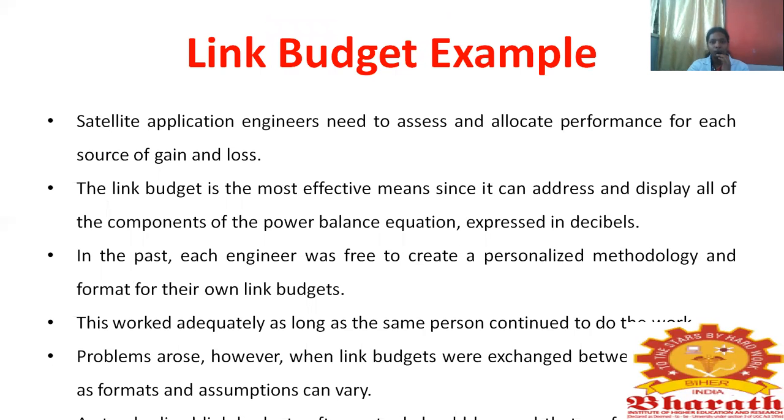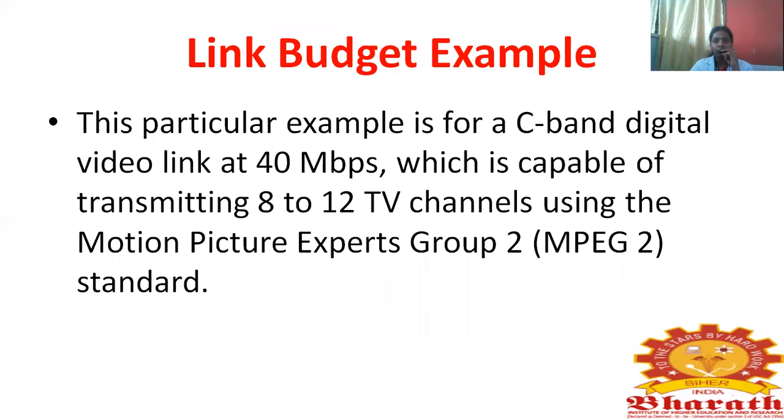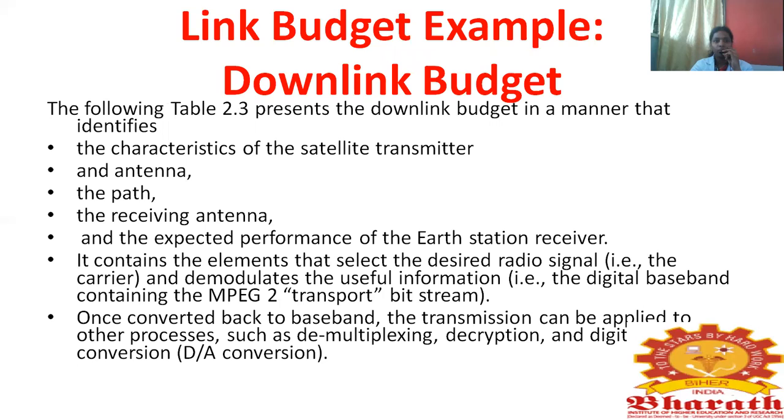Now we'll see an example for a link budget, and it will be more clear how it is going to work. This is the case study part. This is the scenario, and for this scenario, we'll go with the link budget here. For the downlink budget, we are going to consider the characteristics of the satellite transmitter and antenna, the path, the receiving antenna, and the expected performance of the earth station receiver. It contains the elements that select the radio signal, demodulate the useful information, retain only the useful information and eliminate the noise.